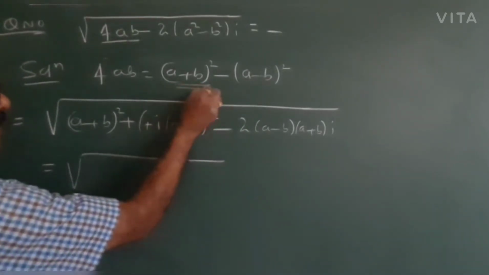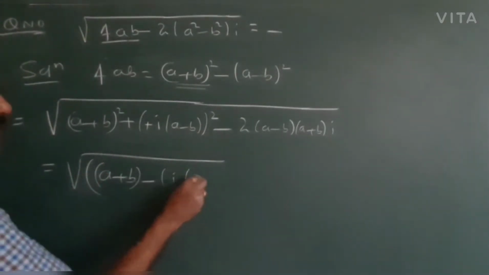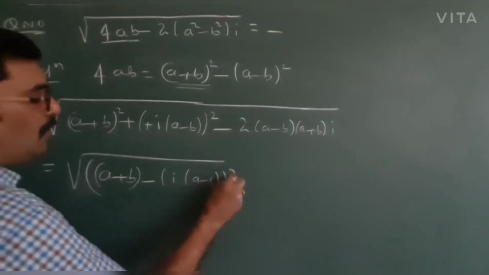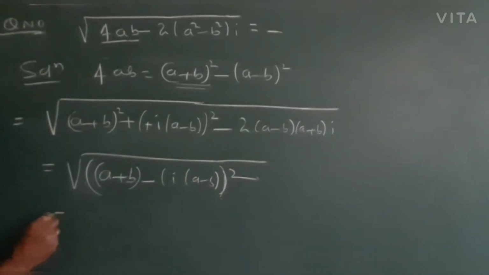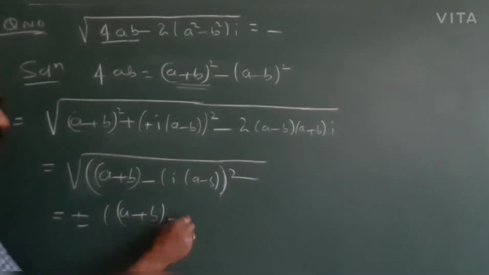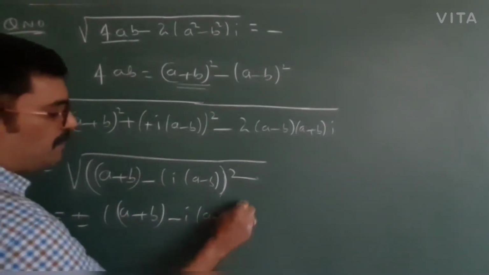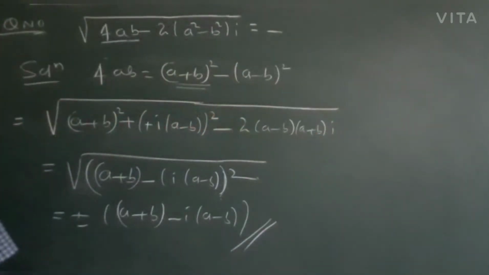Once again, we are coming to the standard result. This becomes a plus b minus i into a minus b, whole square. This becomes plus or minus a plus b minus i into a minus b is the required square root of a given complex number.